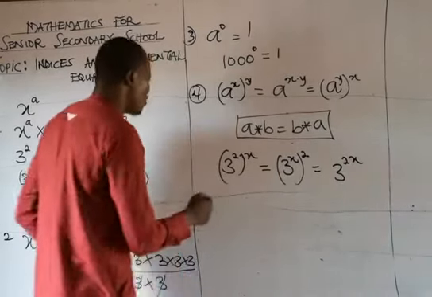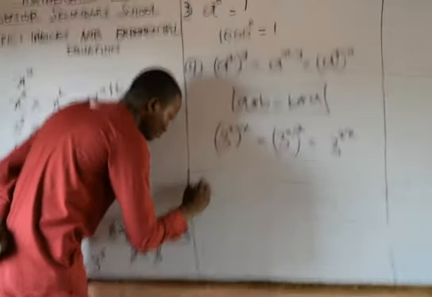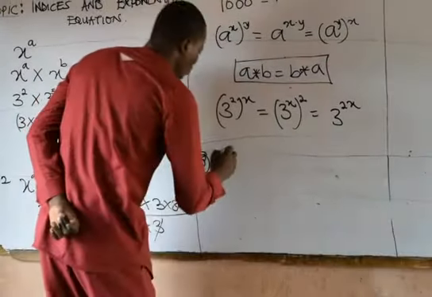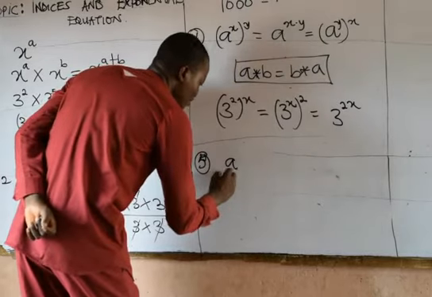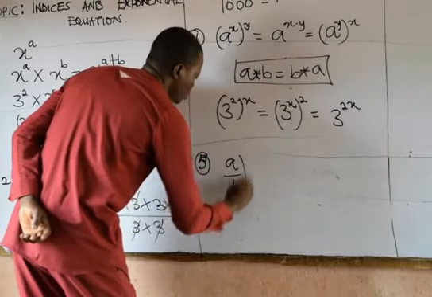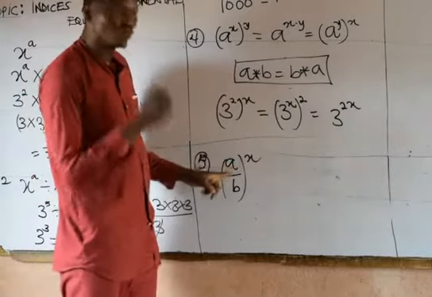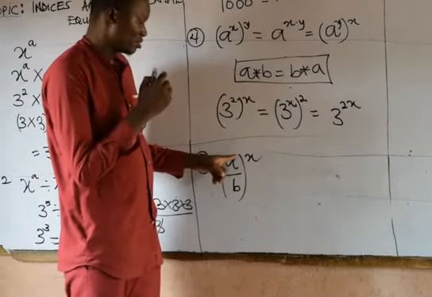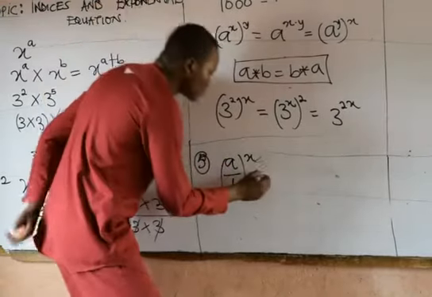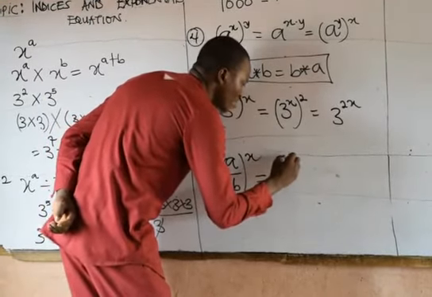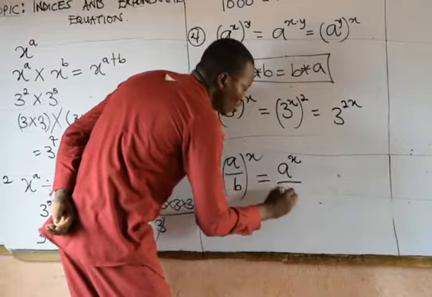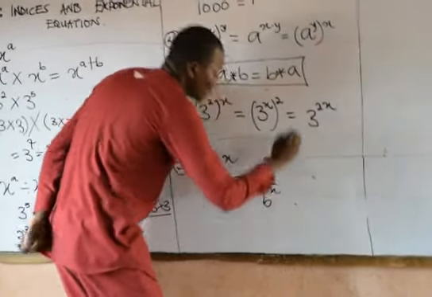Then we move to law 5, where we have a over b, all raised to the power of x. This will be distributed to a and b. So I have it to be equal to a raised to the power of x all over b raised to the power of x.